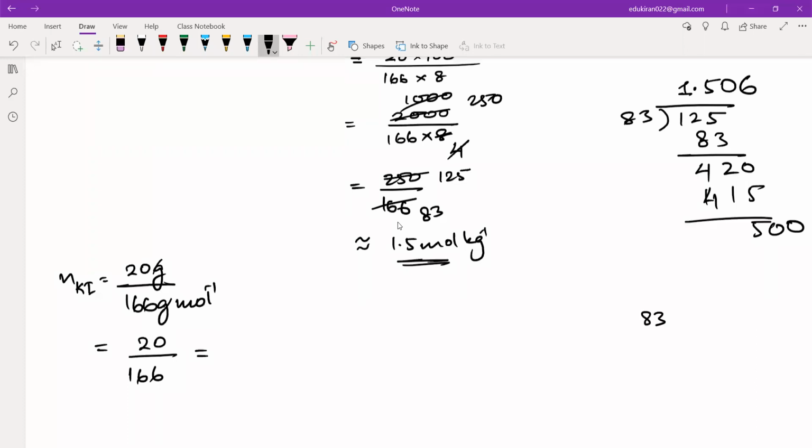Again, I can write this as 83 and 10. So point and 0, then 1 will be 83. So 17 will be remaining, right? Yes, 17. And then 0. So it will be 83 twos, I think. Yeah, 166. Right. So this will be 4 again, and then again I have to give a 0. So I can write this approximately equal to 0.12.